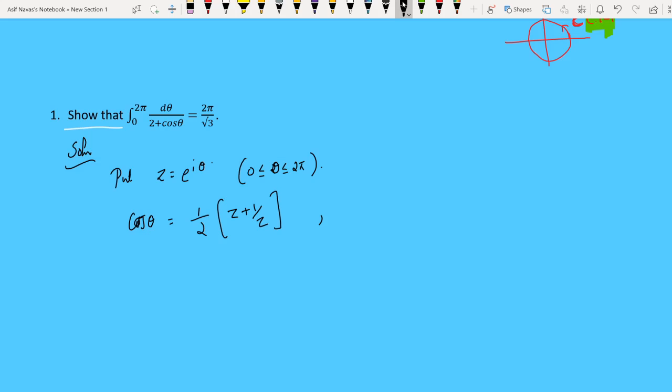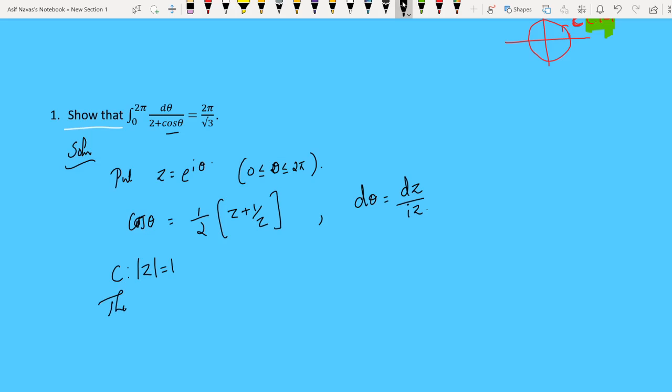Here there is only cos theta, and we know that d theta is equal to dz divided by iz. And what is our contour? Contour C is mod z equal to 1. This is always mod z equal to 1.